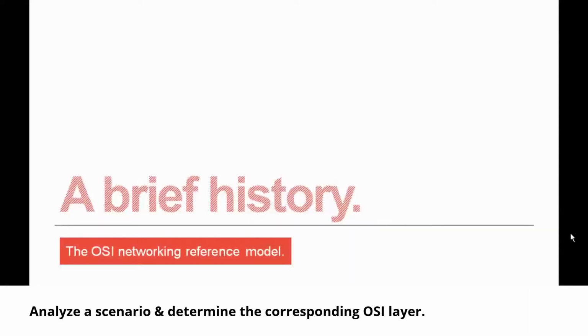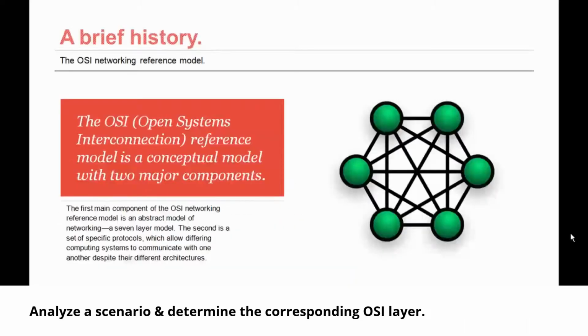So let's begin with a brief history. The Open System Interconnection Reference Model is a conceptual model with two major components. The first main component of the OSI networking reference model is an abstract model of networking. It's a 7-layer model. The second major component is a set of specific protocols which allow differing computing systems to communicate with one another despite their different architecture.